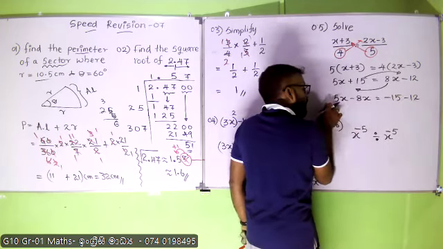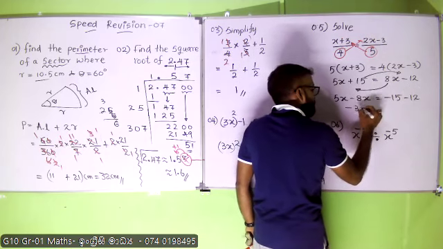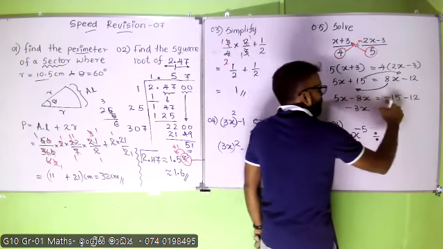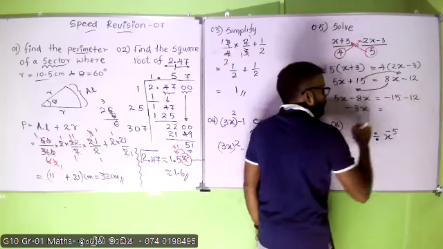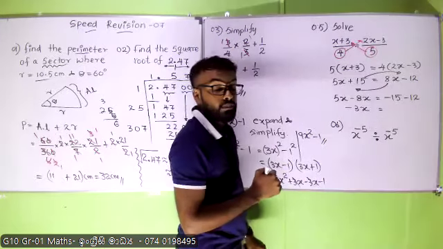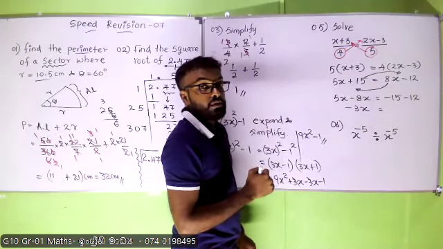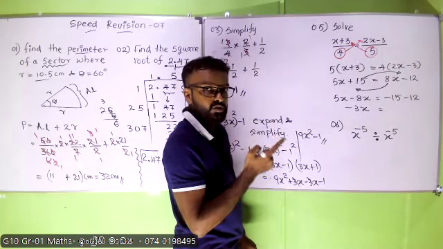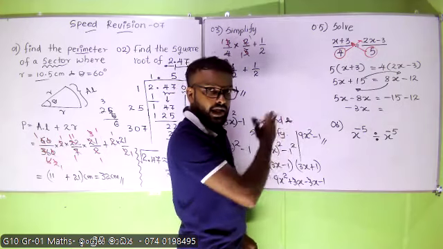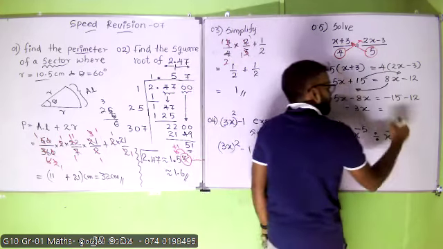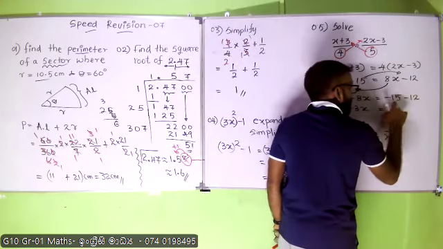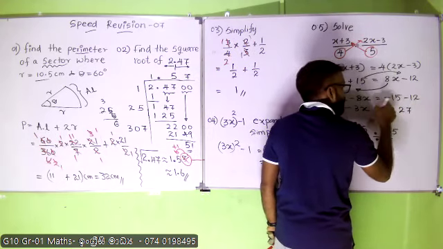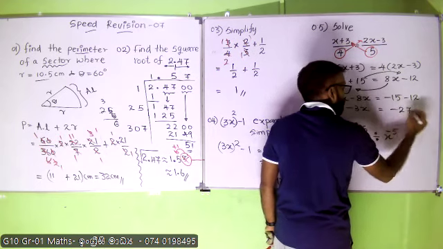Here, 5 minus 8, minus 3x, equals minus 15 minus 12. Minus 15 minus 12, same numbers, same directed numbers. So with same directed numbers you have to add and put the same sign, minus. 15 plus 12 will give you 27. The sign is same, so negative 27.